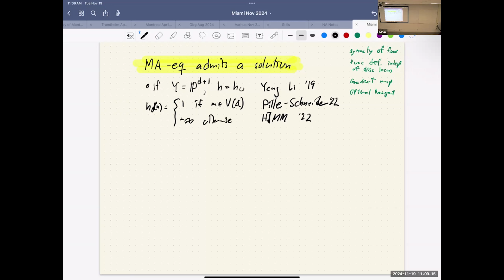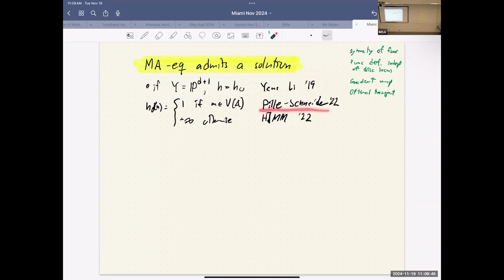So this is, for example, the Dwork family. Well, this is essentially the Dwork family. Then there exists a solution. This was proved by Yang Li in his first paper about the Fermat family, 2019. And then it was sort of extended in various subtle ways.